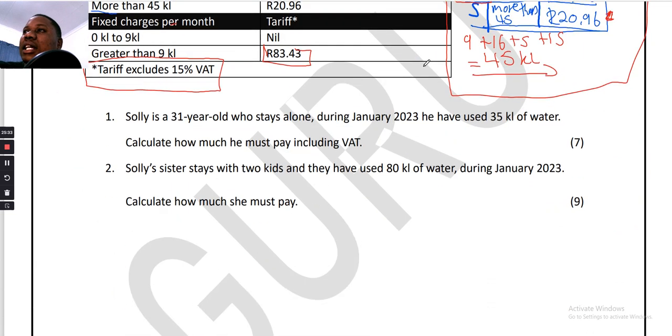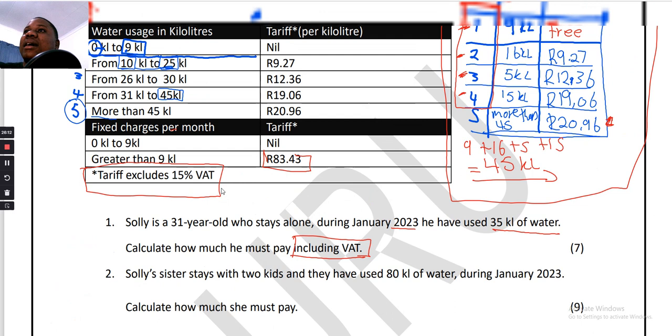I don't know what I need to do. Okay, it's fine. Let's look at number 1. Soli is a 31-year-old who stays alone. During January 2023, he used 35 kiloliters of water. Calculate how much he must pay, including VAT. Okay, Soli used 35 kiloliters. Now, let's go back to our summary, the table that we have summarized.